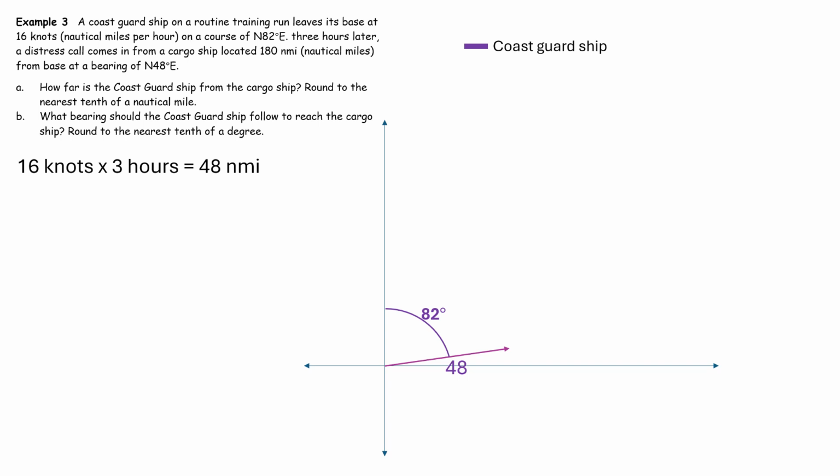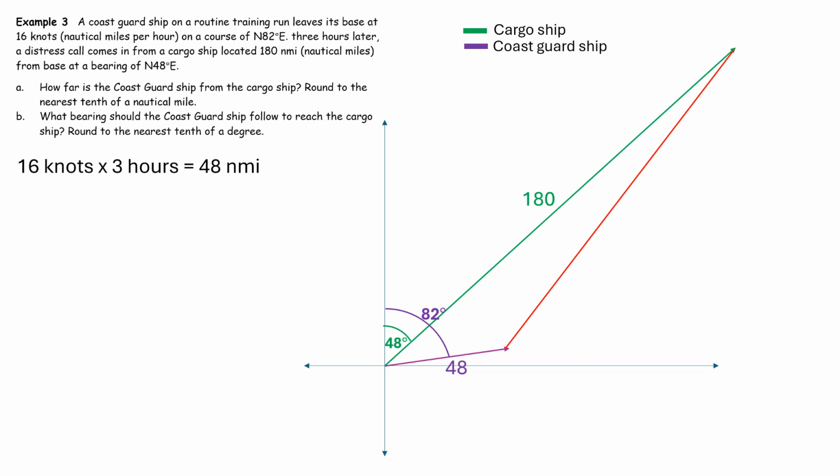And at that time, after those 3 hours, a distress call comes in from a cargo ship located 180 nautical miles from the base at a bearing of north 48 degrees. And so the question is, how far is the Coast Guard ship from the cargo ship? And we're supposed to round to the nearest tenth of a nautical mile. So we have this triangle, and obviously we're going to use law of cosines to figure out that red line, how far the Coast Guard ship is from the cargo ship.